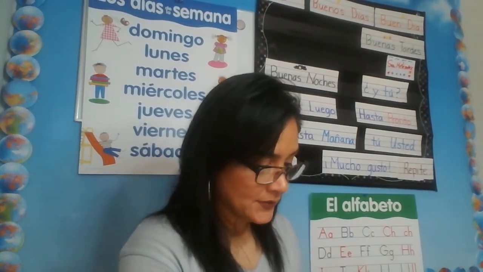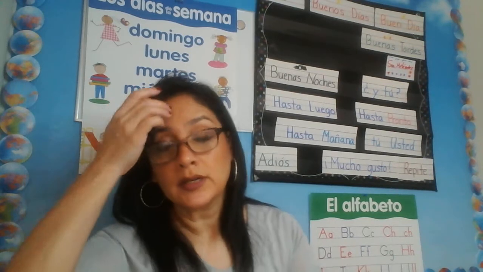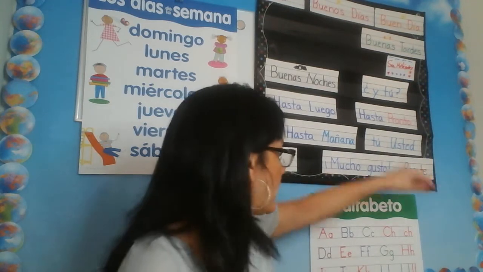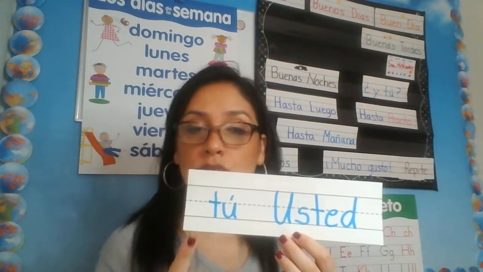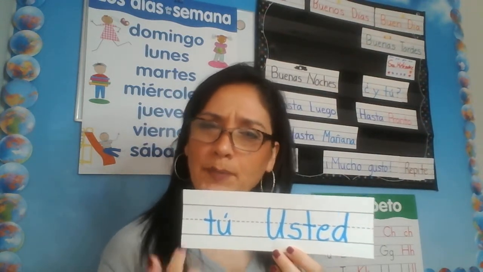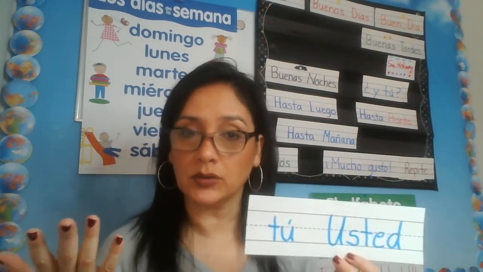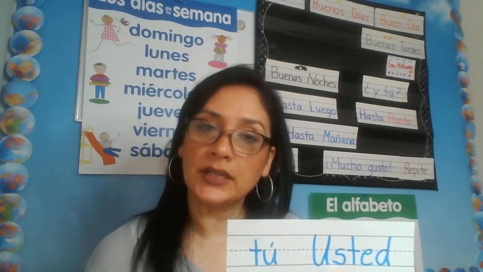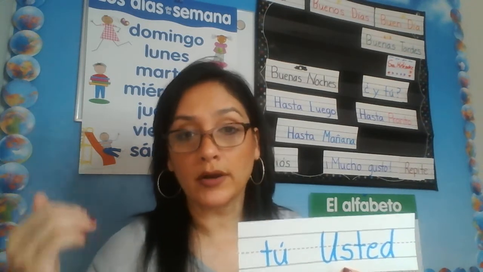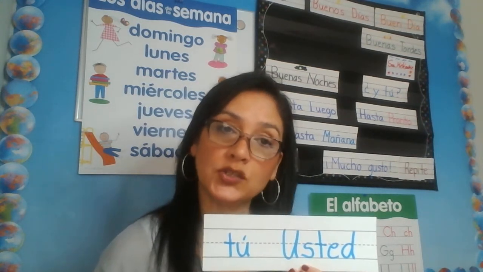Now, so far we've asked questions that we can use for somebody that's our age or younger. So right now I'm going to talk about two words. And those two words are tú and usted. They both mean you. In English, we have one word that means you. You. How are you? What's your name? Both of those questions in English we can ask to an adult or to someone our age or younger. But like before, when I was talking to you about ¿Cómo te llamas?